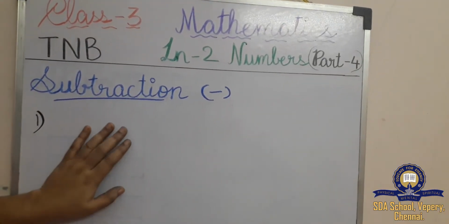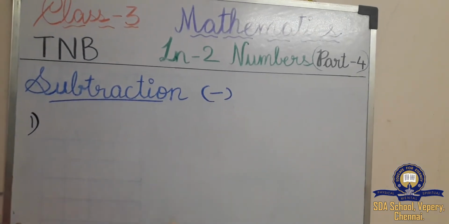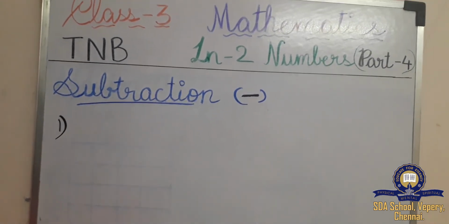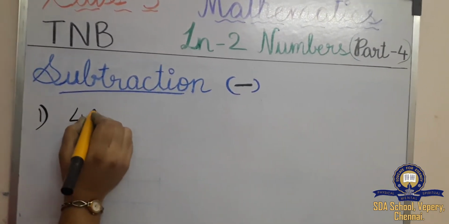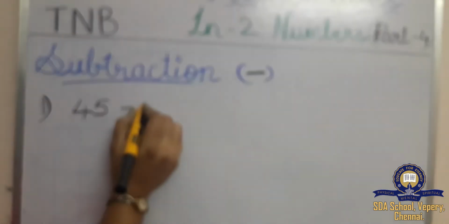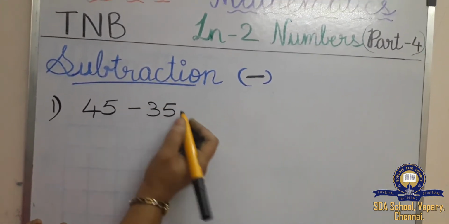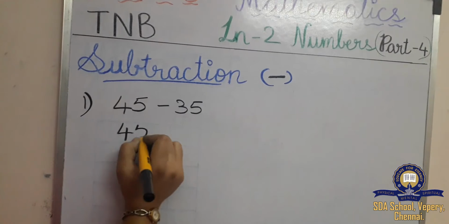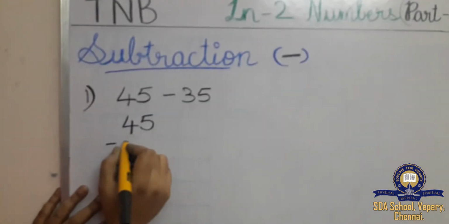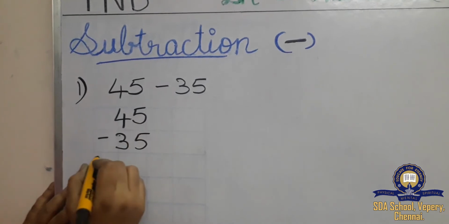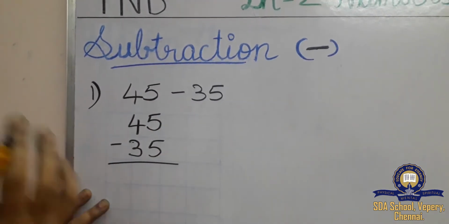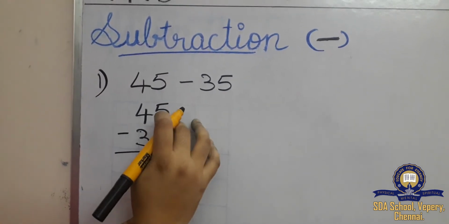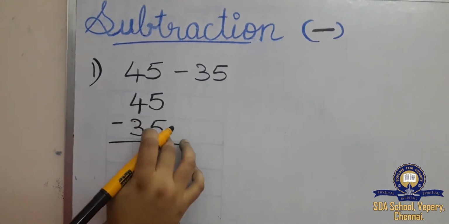The next topic is subtraction. Subtraction means minus. What is the symbol for subtraction? Minus. Just see one simple sum: 45 minus 35. Minus means we have to take the number away from the number above. Plus means addition, so we add both numbers. But in subtraction, we find the difference, which means we minus this number from this number.